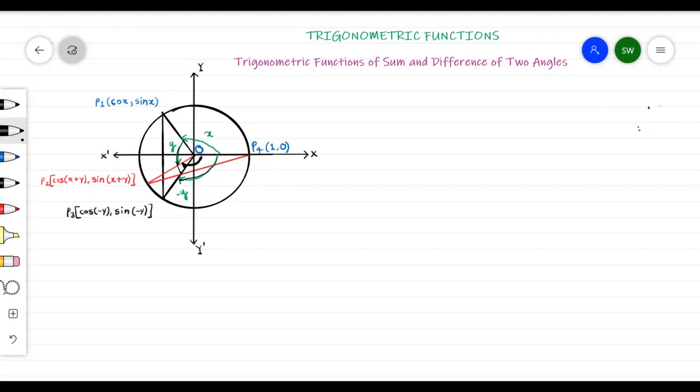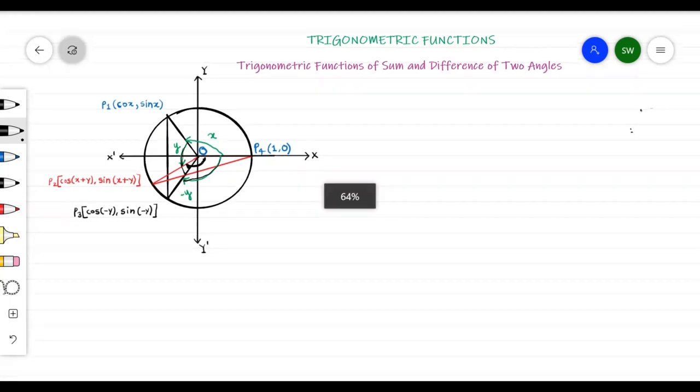And then OP1, OP3, and OP2, OP4 are all radii of the same circle, so they are equal. So by using the SAS criterion, these two triangles are congruent triangles. Therefore, I can write here that side P1P3 will be equal to side P2P4. Now let us find out P1P3 and then we will find P2P4.